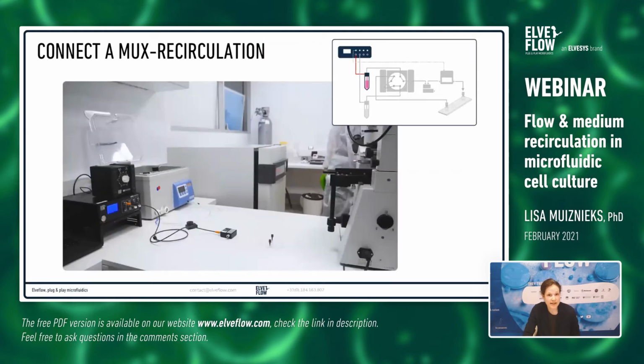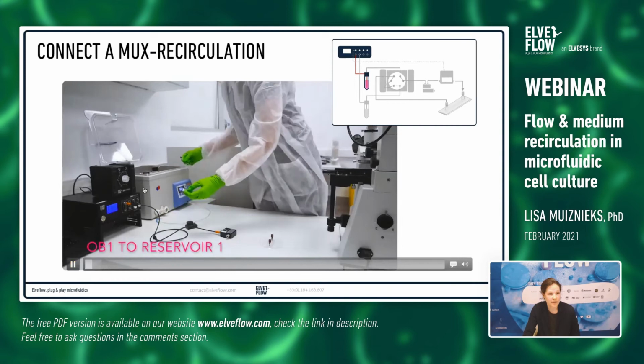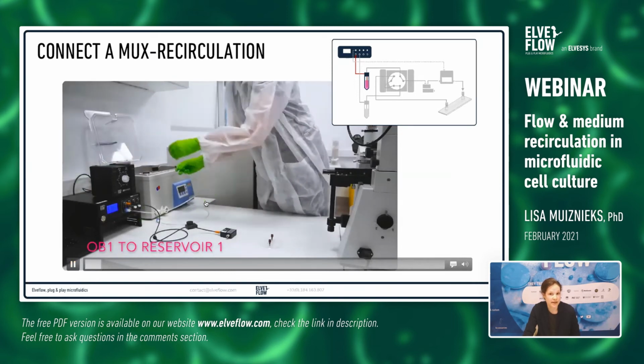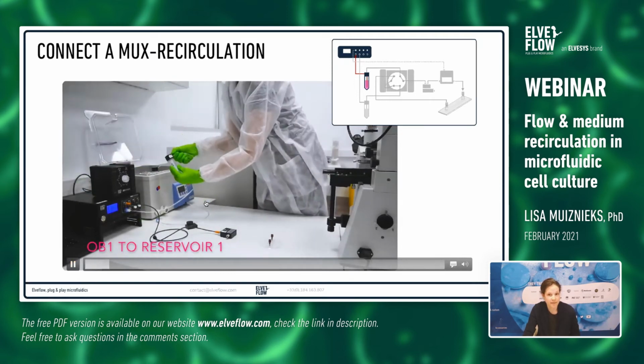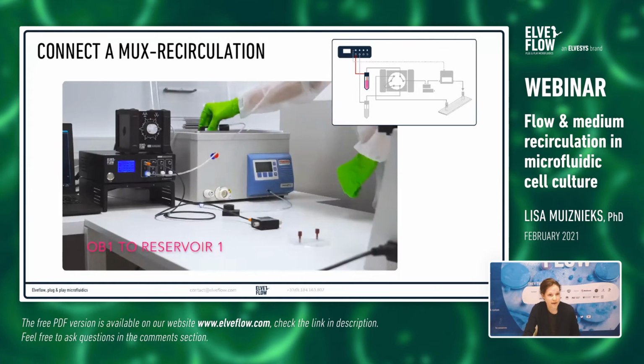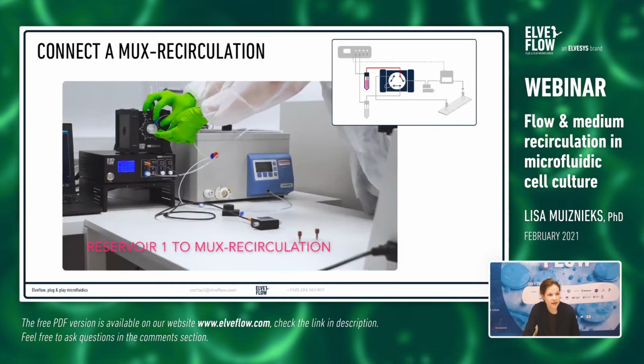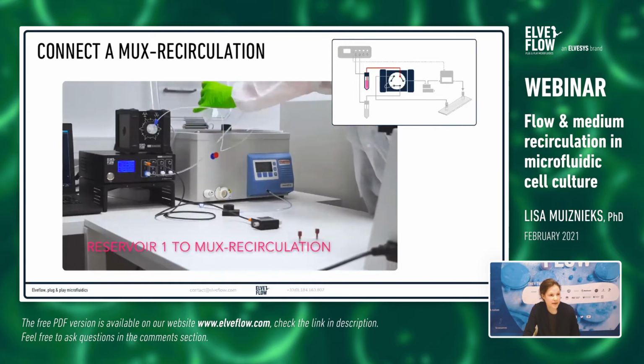So now we bring you into the lab to demonstrate the connection of a MUX recirculation. Our workspace has the OB1 sitting on the table, and on top is a MUX recirculation. And we have a heated water bath next to this to hold our liquid reservoirs at 37 degrees. So the first step is to connect the pneumatic tubing for the pressurized air from the OB1 to reservoir 1. Then we connect the PTFE tubing for liquid from reservoir 1 to the MUX recirculation.